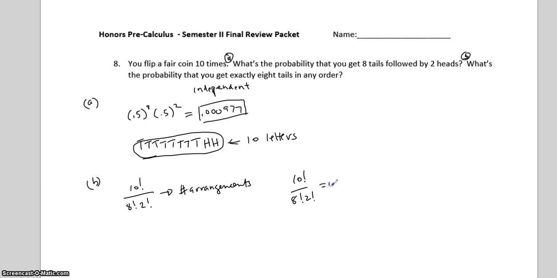Then to finish off this problem, we take that number, 10 factorial over 8 factorial, 2 factorial, which I believe is 45, and multiply it by what happened in A, the probability of 8 tails and 2 heads. So here we've taken into account the probabilities, and here the number of ways it can happen. When you punch that into your calculator, you get 0.0439 or 4.39%.